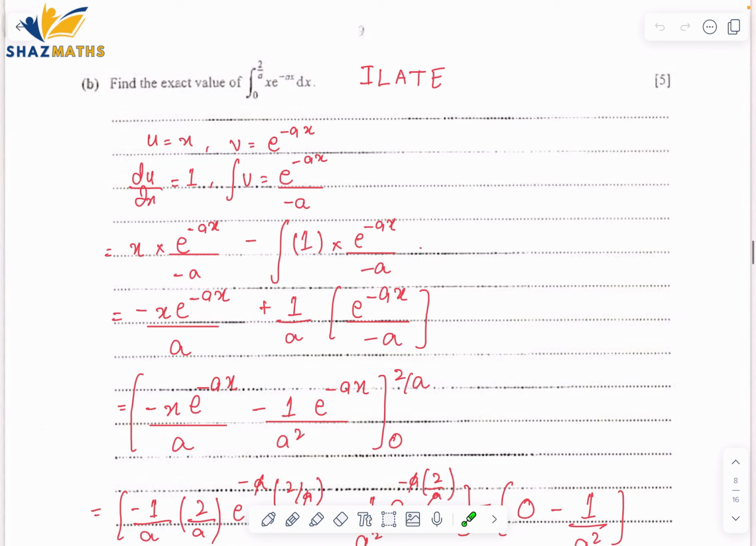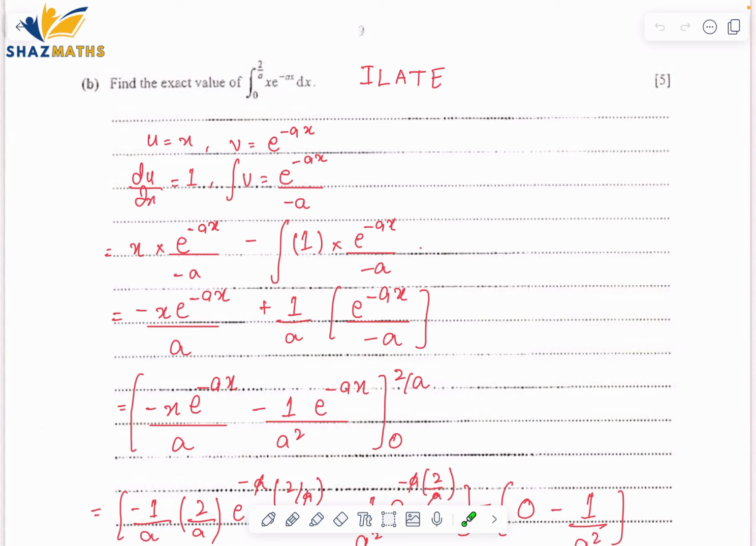For the second part, we have to do integration, find the exact value of the integral of x e to the power minus ax from the limits 0 to 2 by a. So this is basically solved by integration by parts. Since we have an algebraic function and an exponential function, u will be algebraic and v will be exponential.